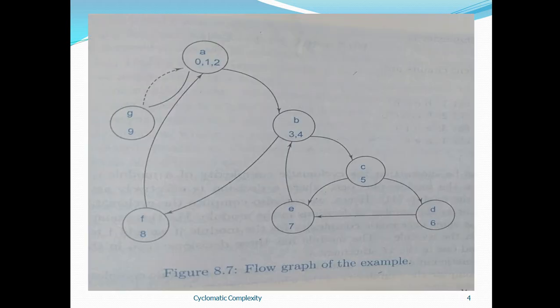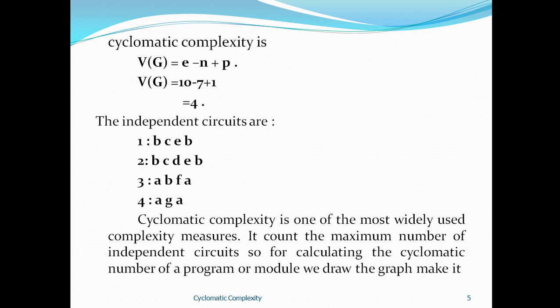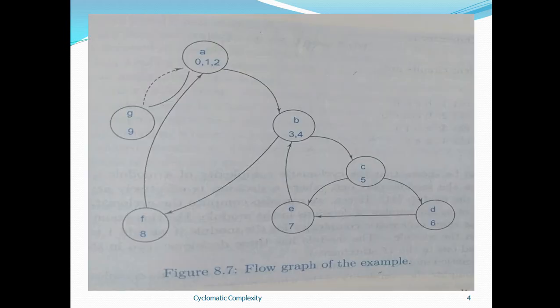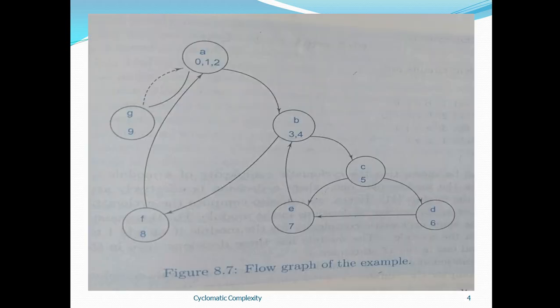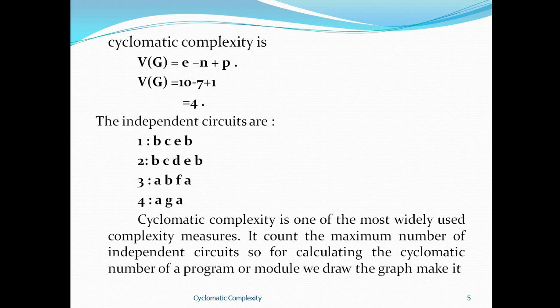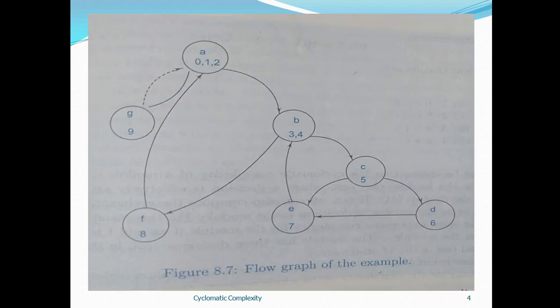Nodes, how many nodes are there? 1, 2, 3, 4, 5, 6, 7 nodes are there. N is 7. And the program, how many modules? It is considered as a single program. So P is 1. 10 minus 7 plus 1 equal to 4. So a total of 4 independent circuits may be obtained. Right?